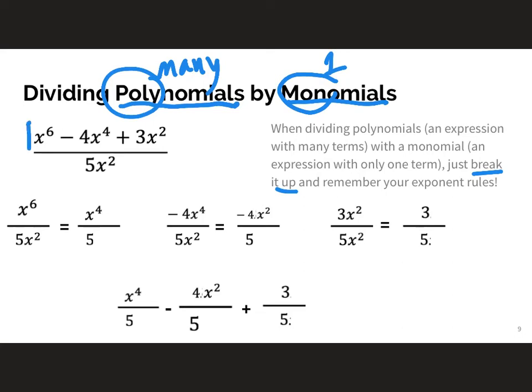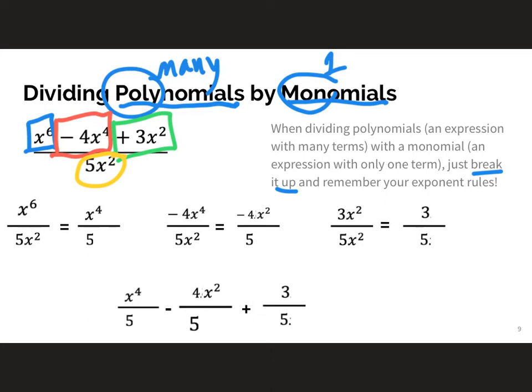So my first term here is x to the 6th. My second term is going to be minus 4x to the 4th, keep your signs. And then my last term is 3x squared. And everything is being divided by 5x squared, right? So I'm going to make sure that anytime I have one of my terms, I'm going to divide it by 5x squared, right? So my first that I have over here is x to the 6th divided by 5x squared, right?